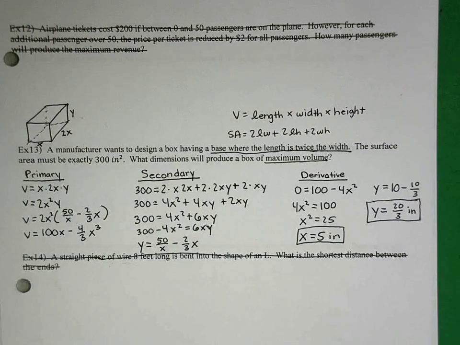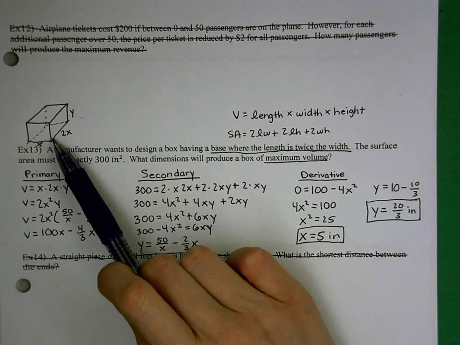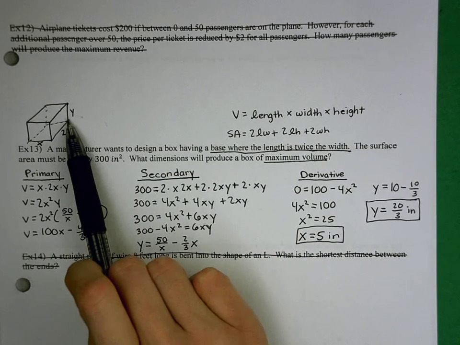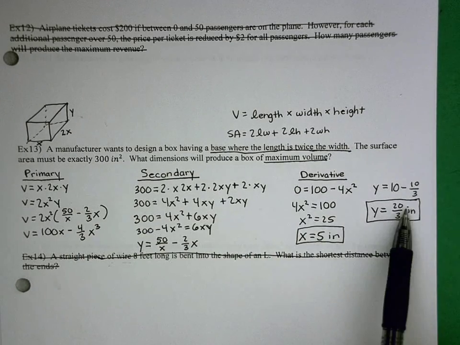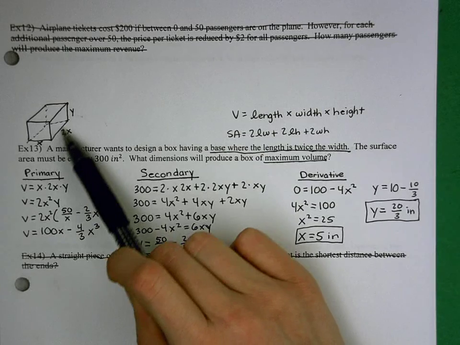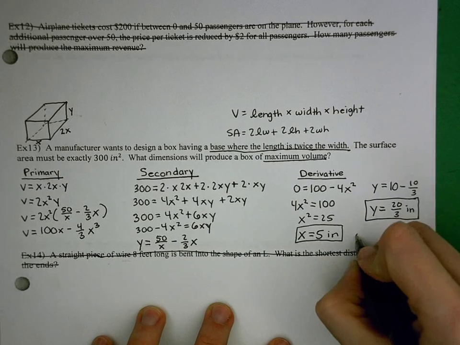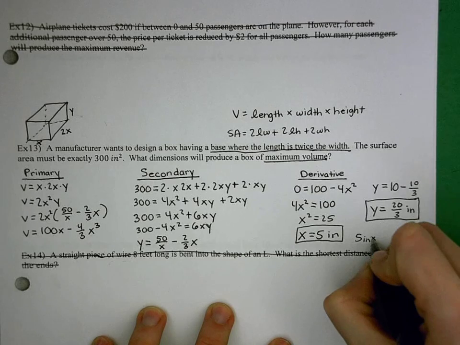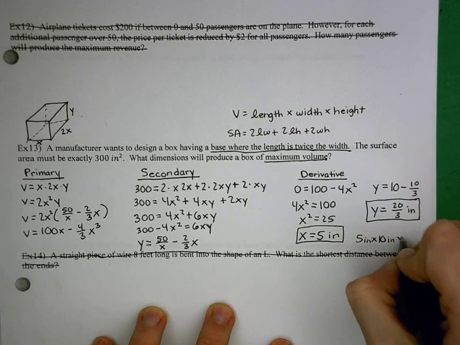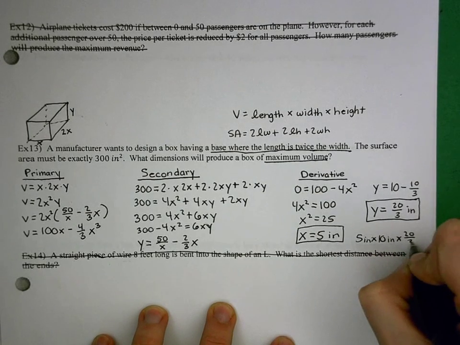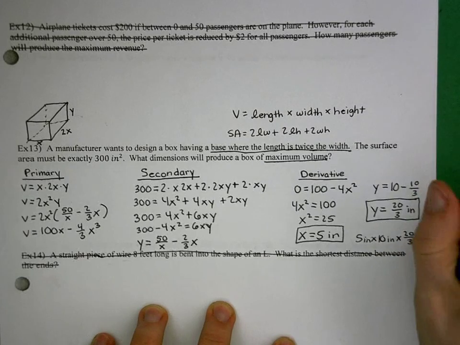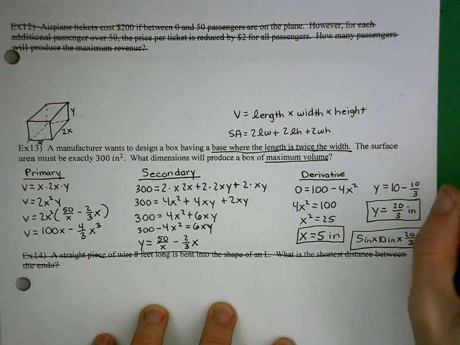The third and final dimension would be this 2x, right? Because x was 5 inches, y was 20/3 inches. The final dimension is this 2x. Well, 2x is 10. And so we've got 5 inches by 10 inches by 20/3, I should say, inches. And those are my dimensions.